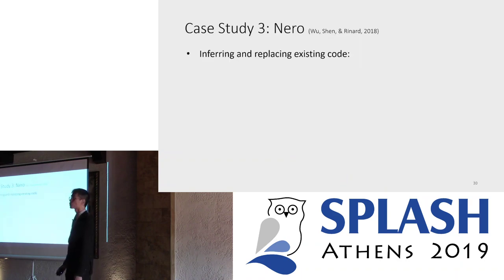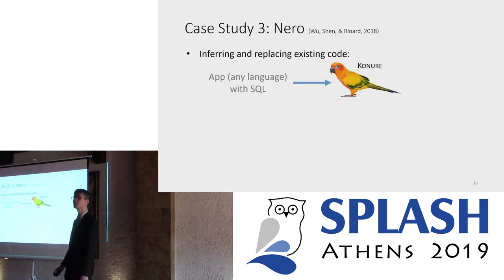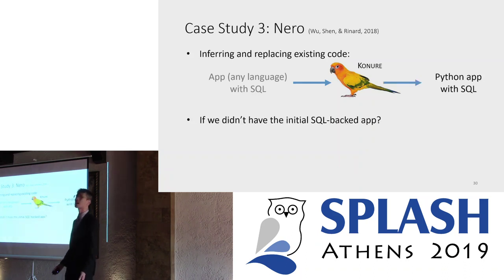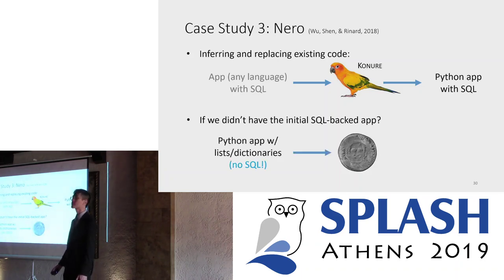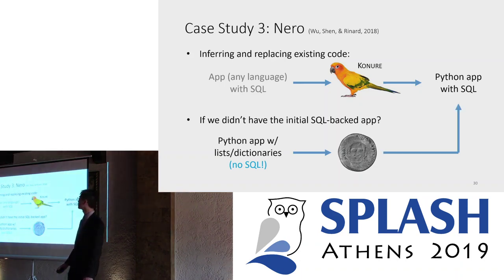And what we saw with Konya was inferring and replacing existing code. So Konya was an application in any language, but it had SQL. And out of that, you got a Python application with SQL. But what if we didn't have the initial SQL application? Because no one knows SQL, that's a lot more difficult than Python. So what NERO does is you give it a Python application that just uses lists and dictionaries, your regular Python data structures, no knowledge of SQL, and out comes a Python application with SQL.